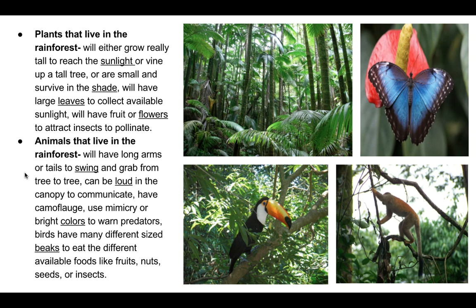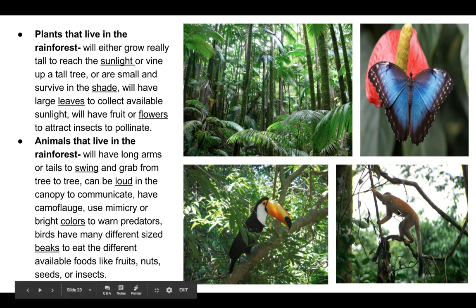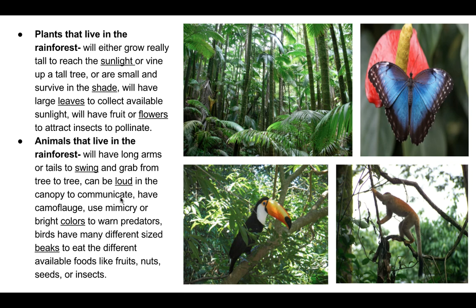Animals that live in the rainforest will have long arms or tails to swing and grab from tree to tree. So we can see right here, this monkey, because we have tall trees. They can be loud in the canopy to communicate, to talk to each other, have camouflage.